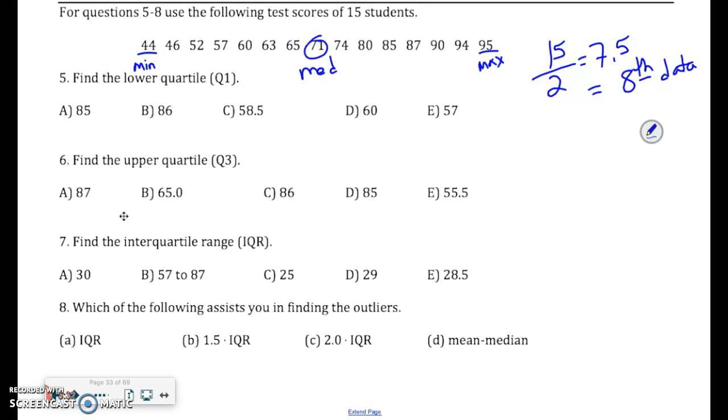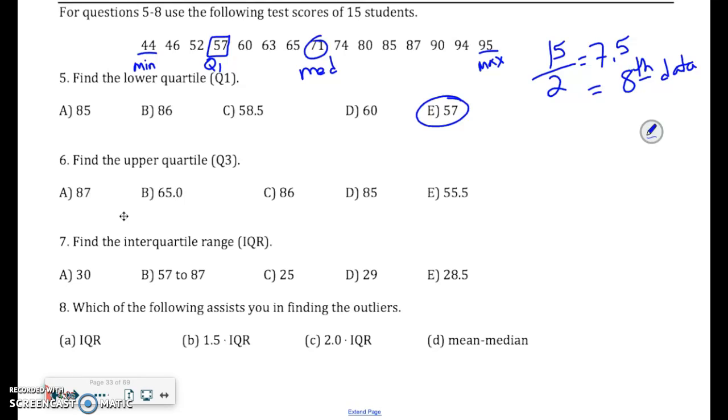All right, once I find my median, now I just look at the bottom half. So 44, 46, 52, 57, 60, 63, and 65. Do not include the 71. So there are 7 pieces of data. I'm going to split it in half. And it looks like there's 3 things below 57 and 3 pieces of data above. So this is quartile 1. Answer for number 5 should be letter E.